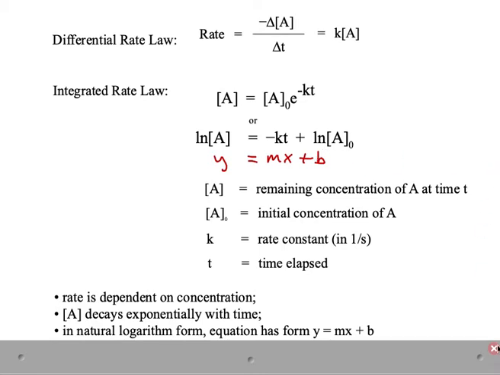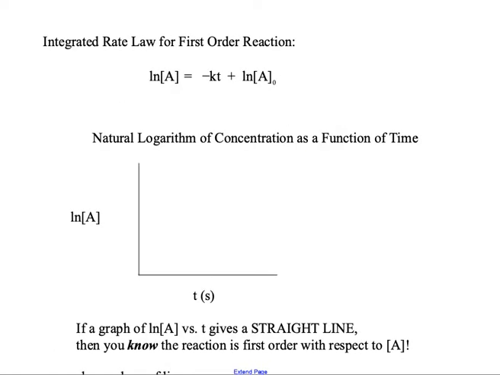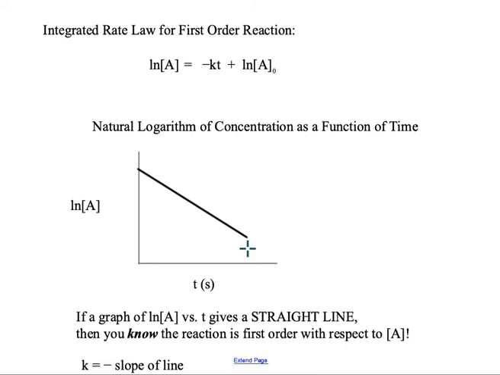So the question is, what would a graph of natural logarithm of concentration versus time look like? Well, if I were to graph natural logarithm versus time for a first order reaction, I would see a straight line with a negative slope. So, if a graph of natural logarithm of concentration versus time gives a straight line, then you know the reaction is first order with respect to A, and all you simply have to do is write both the differential and integrated rate laws. And k is the negative of the slope of the line.